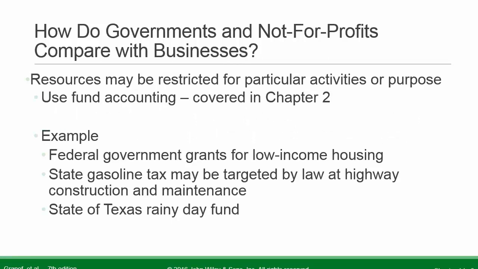Resources that may be restricted for particular activities or purposes use fund accounting, covered in Chapter 2. Examples: restricted resources, federal government grants for low-income housing. State gasoline tax may be targeted by law at highway construction and maintenance. State of Texas Rainy Day Fund. These are all restrictions for particular activities or purposes.